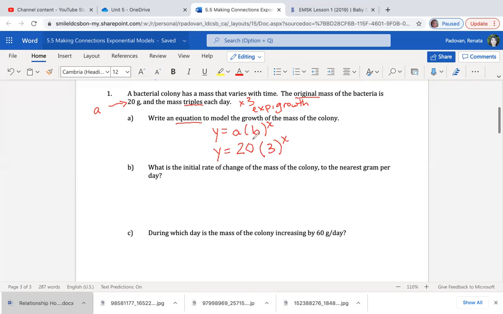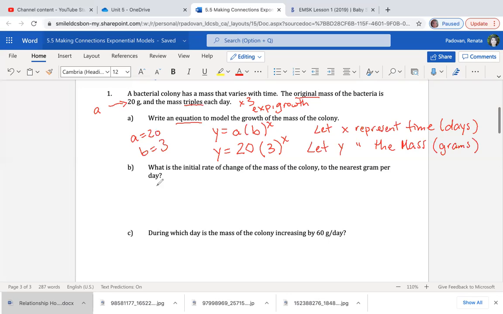So just to say here, a is 20, right? And our b, our growth factor, was 3. But I have to say what my variables are. Let x represent time in days. So we're talking about number of days here. And let y represent the mass, in what units? It talks about grams here, so the mass is in grams. All right, that's it. This is basically the answer to 1A.